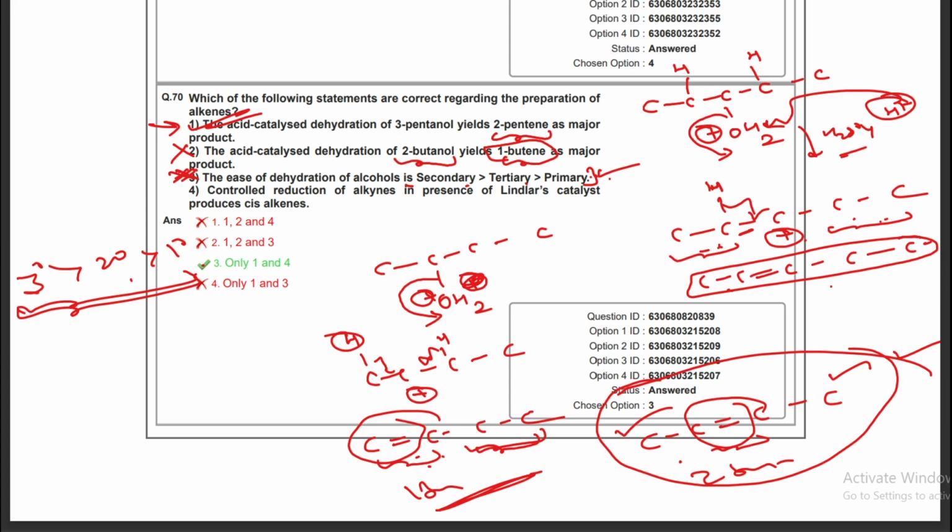Now let's talk about the fourth one. Controlled reduction of alkynes in the presence of Lindlar's catalyst produces cis alkene. This statement is 100% correct. Lindlar's catalyst can give us alkenes under controlled conditions. When we reduce alkynes, we can stop that reaction at alkenes in the presence of Lindlar catalyst. So the fourth statement is correct. Overall, the first and fourth statements are correct, and the third option is the correct answer to this question.